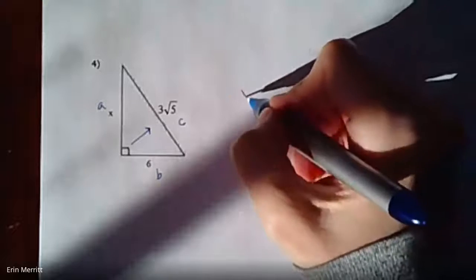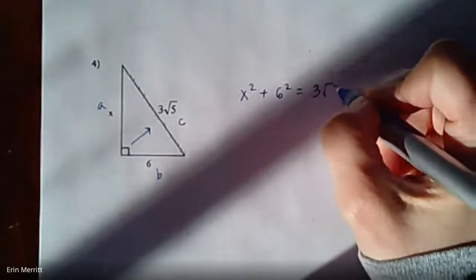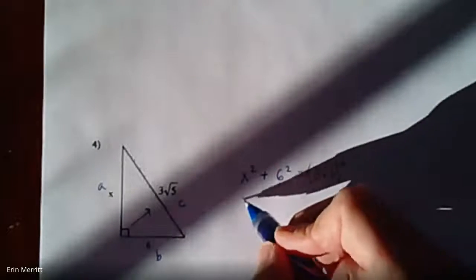So when we go to set this up, we have x squared plus 6 squared and then equals 3 radical 5 squared. I would highly recommend, whoops, I'm a little bit in the shadow there. I've got really strong sunlight coming through the window right now. Highly recommend putting some parentheses around that 3 radical 5 when you go to square it.